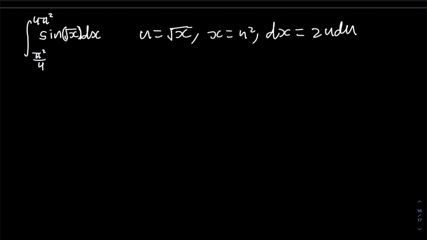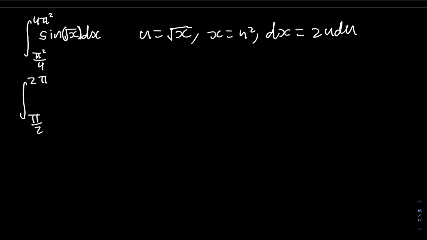Now we need to consider our bounds, our limits of integration. Since we said u is the square root of x, our new lower bound will be the square root of 4 pi squared. Here we just have a 2 pi, because the square root of pi squared cancels and the square root of 4 is 2. Now we also have to take the square root of pi squared over 4. We can separate the roots, the square root of pi squared over the square root of 4, which is just going to be pi over 2.